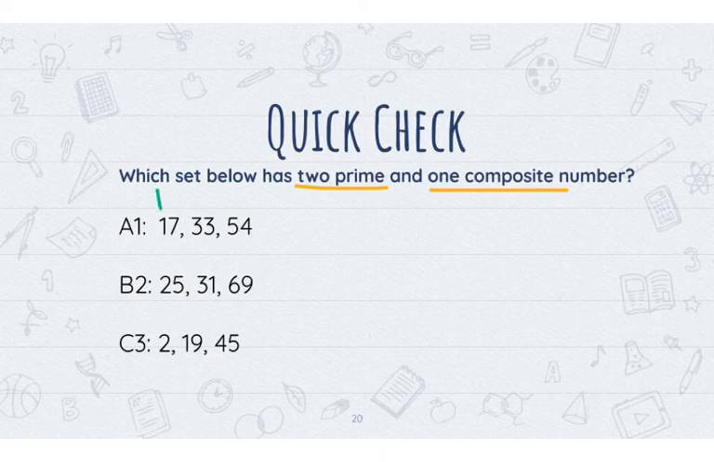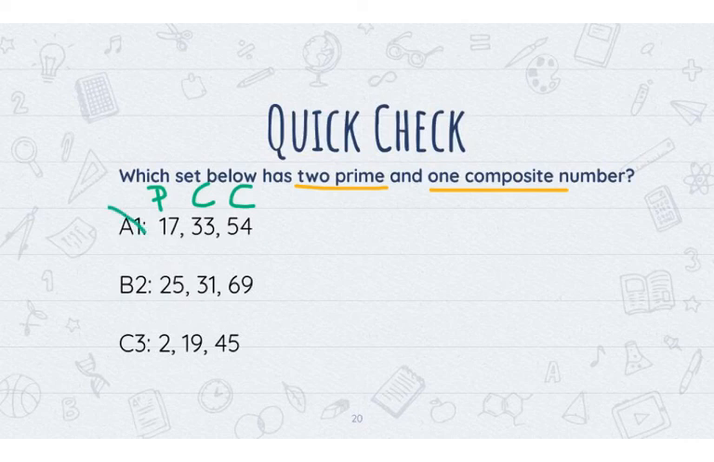17, that would be a prime number. 33, I can say 3 times 11, so that makes that a composite number. 54, that would be 6 times 9, so that makes that a composite number. Does that match 2 prime, 1 composite? No, it does not.